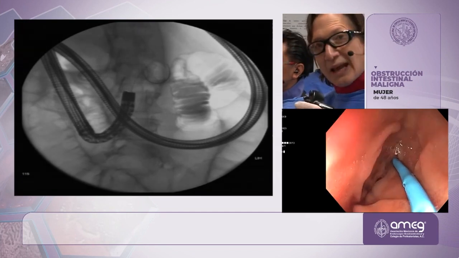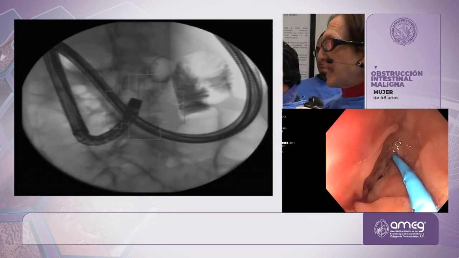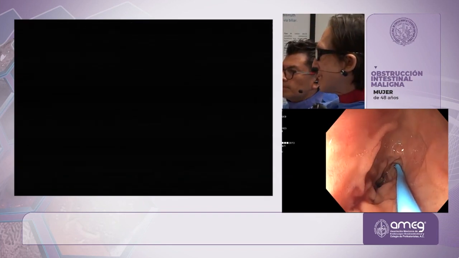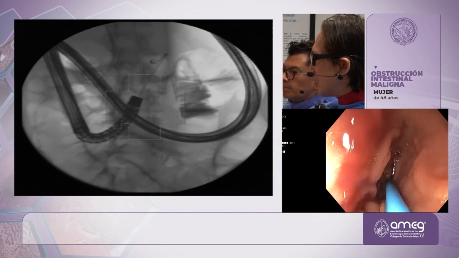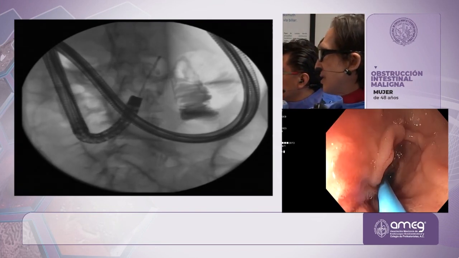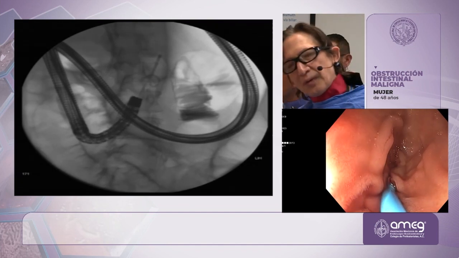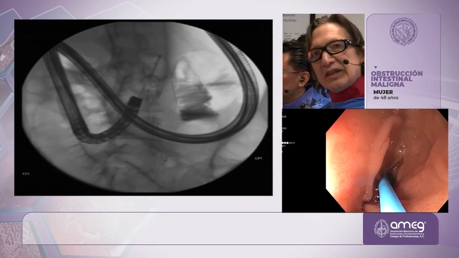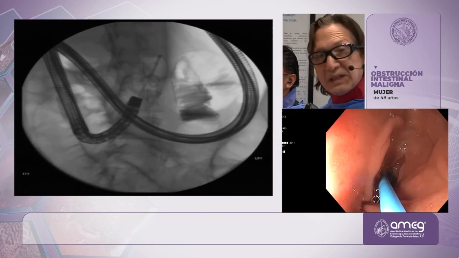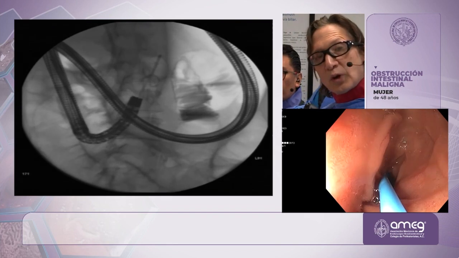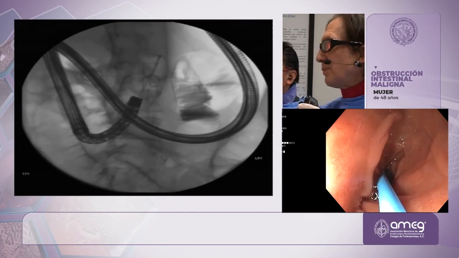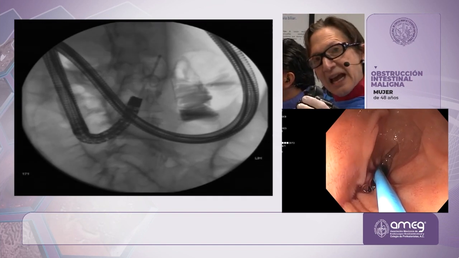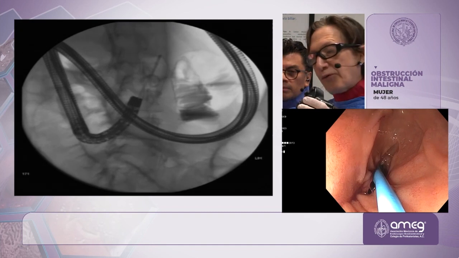Now you see the 7 French OEC, and I'm pushing it forward. And this is where now you can step on the fluoro and see, and you let this coil here, okay? So Miguel is pulling the wire back so that the pigtail releases, all right? So now this part is the most important, that you do not lose the position of the tip of your OEC. I'm going to be pulling out the scope. This is the double channel gastroscope as I advance the OEC forward, all right?